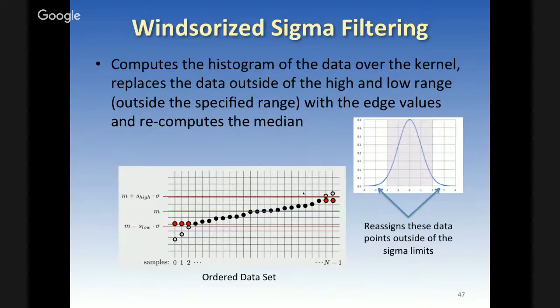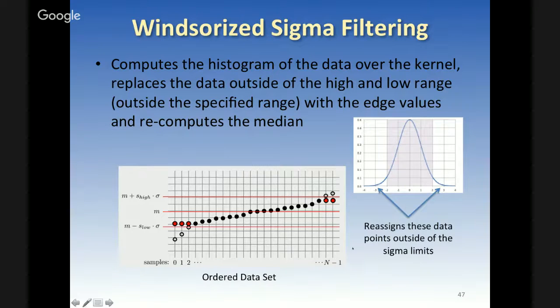When we get to a Winsorized sigma filter, we're computing the histogram of the data over the kernel just like we did before. But instead of throwing out the data that sits outside of the specified range, we replace the data with whatever was the last data point in that ordered set of data. So you can see here the red points are how we would replace these two bad ones at the high end, and at the low end we'd have 3 that we would replace. And then we go back and recompute the median. So what we're doing here is instead of throwing out the data that's outside the range, we're kind of guessing at what the data should have been. We're assuming that that data outside of the range was somehow bad.